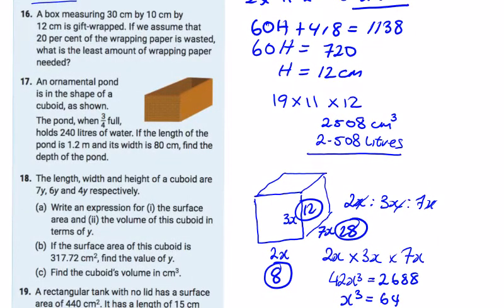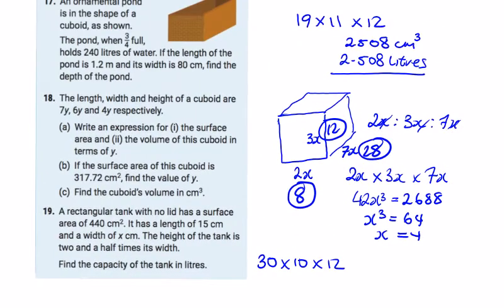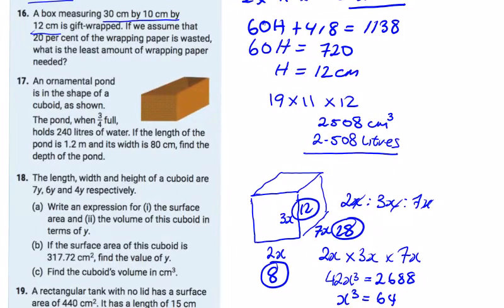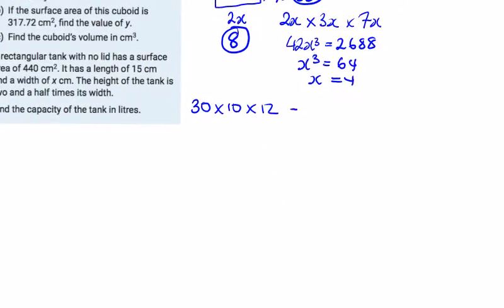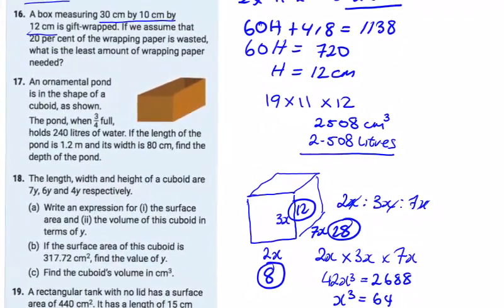So a box measuring 30 by 10 by 12 is gift wrapped. If we assume that 20% of the paper is wasted, what's the least amount of wrapping paper needed? 30 by 10 by 12 with 20% waste. Okay, so 30 by 10 by 12. 300 by 12, 3600 cm cubed. You're all telling me we're not looking at volume here. We're looking at wrapping it.